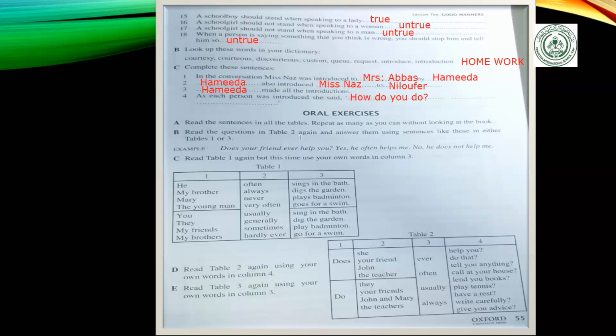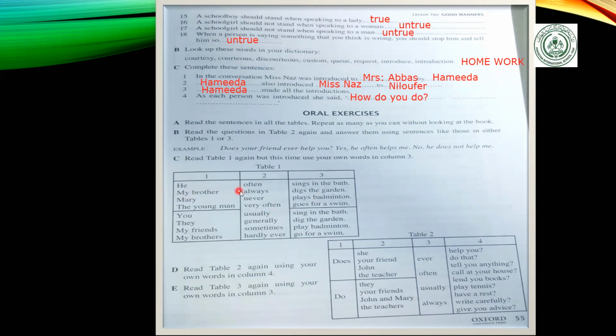Dear students, here in oral exercises, we have two tables. You can see table 1 and table 2. What is inside of these tables? Have a look over there. First A, read the sentences in all the tables. Repeat as many as you can without looking at the book. Now what we have to do, we have to repeat all the tables.